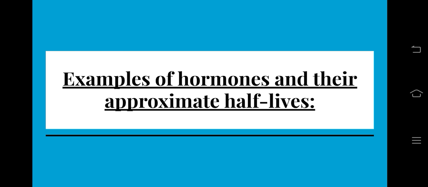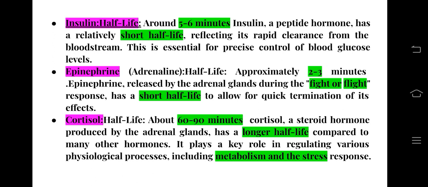And examples of hormones and their approximate half-lives. Not accurate values, just approximate values. Insulin half-life is around 5 to 6 minutes, a relatively short half-life because of its rapid clearance from the bloodstream. This is essential for precise control of blood glucose levels.